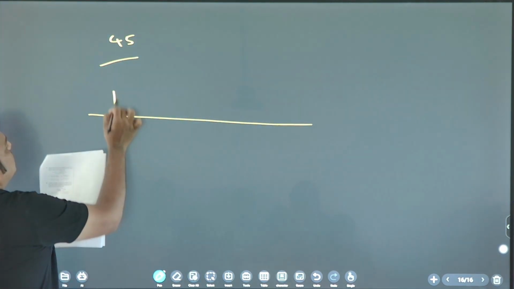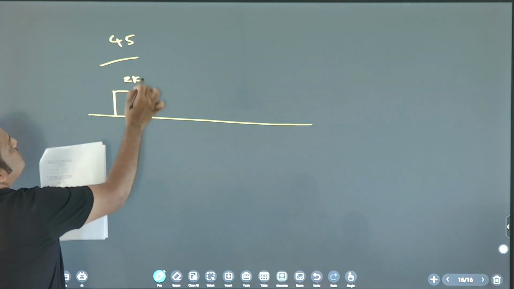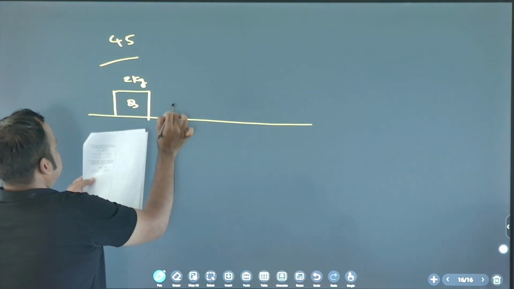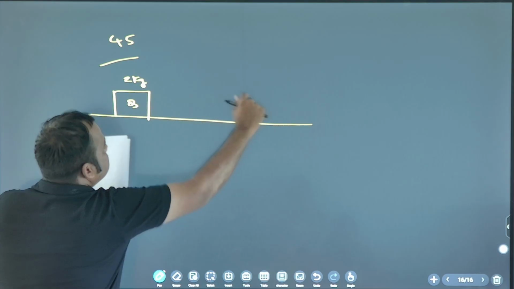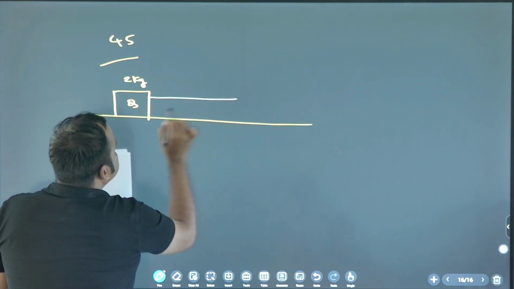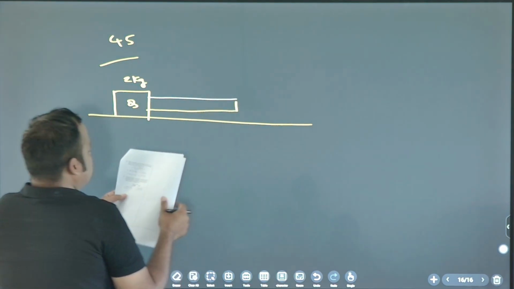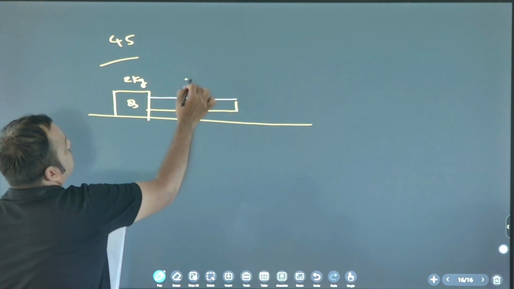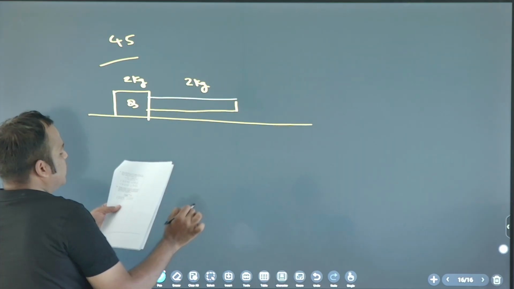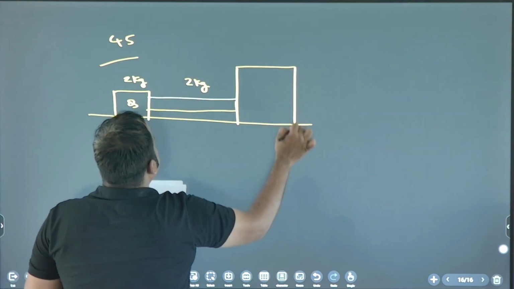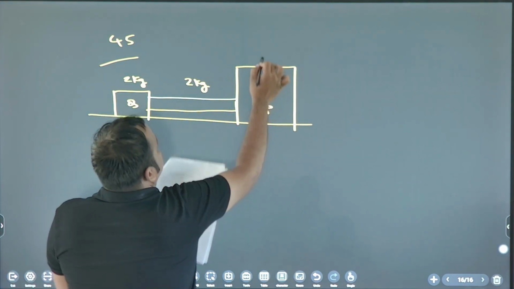One block Q is there. Mass of Q is 2 kg. A rope is there, a thick rope. What is the mass of the rope? 2 kg. Then another block there, P. It is 6 kg.